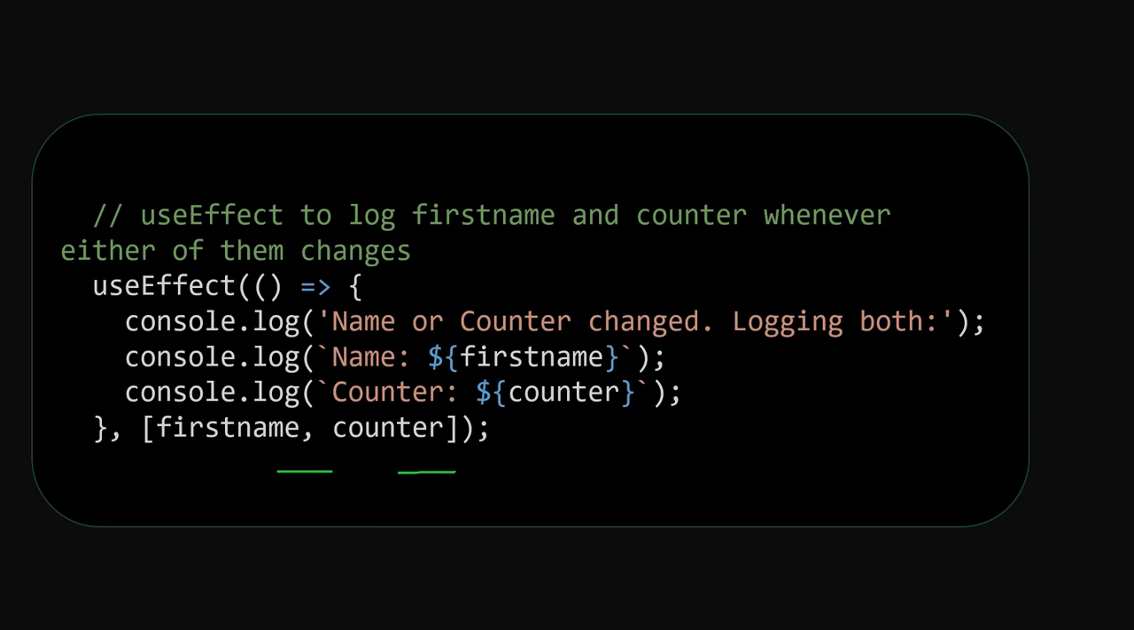Here in this example we have a useEffect with firstName and counter state variables as a dependency. This useEffect is going to run whenever the component is mounted for the very first time. Apart from that, whenever firstName is changed, the useEffect is going to get run. Whenever the counter is changed, the useEffect is going to get run.